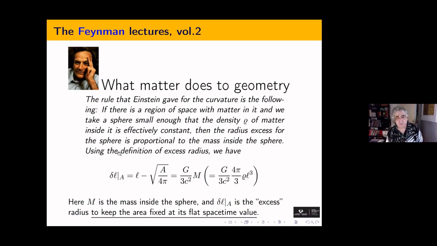I'm going to use this notation here. So this means variation of the radius at constant area, so keeping the area constant. I'm going to keep all this notation in my talk. And then this is proportional to the mass, or if you want, to this quantity here using the density of matter rho. So in this particular calculation, what you do is you keep the area fixed, and then you see what is the excess of radius to keep the area constant.